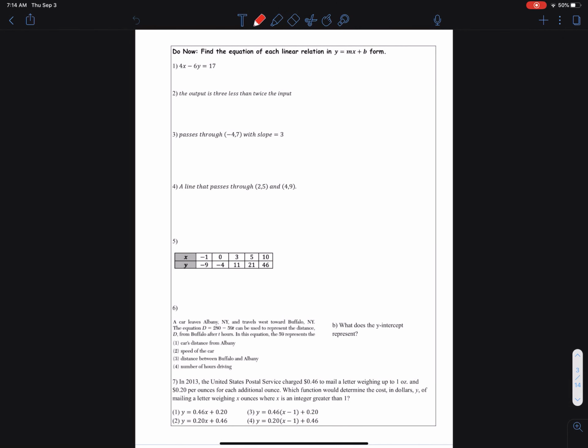On the next page, I just want you guys to do the Do Now, which is 1 through 7. Pause the video and take 5 to 10 minutes. Take your time on this. This is the majority of the lesson. And play the video once you're done and we'll go over the answers.